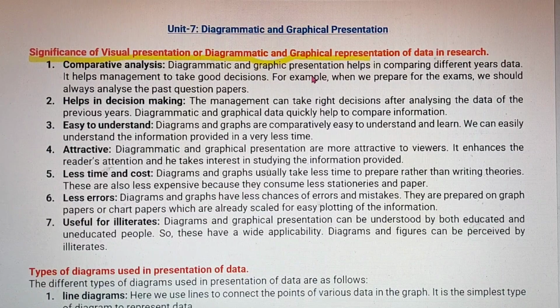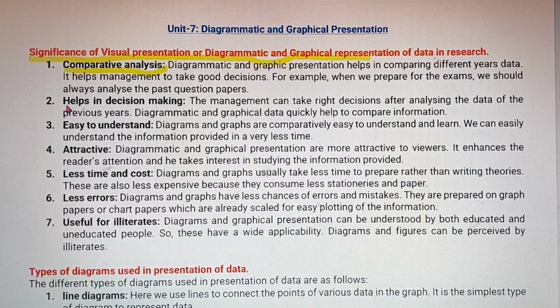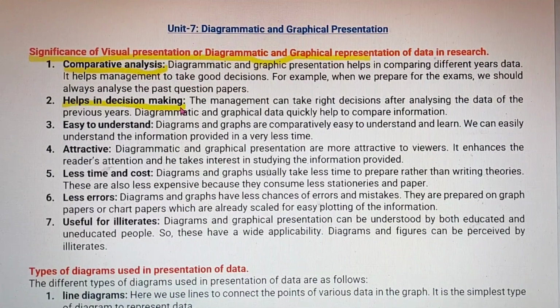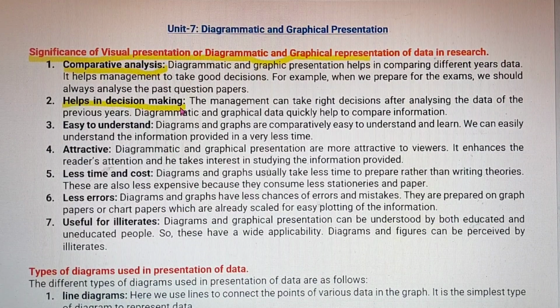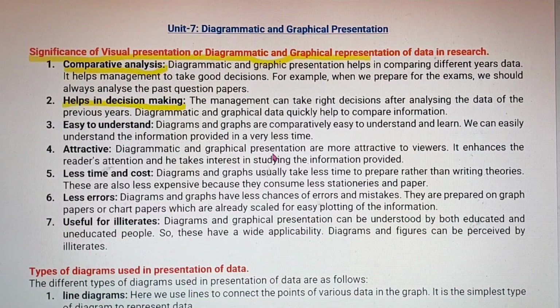Now these are few useful points, like it helps in comparative analysis. Okay, the second one, like we can compare the previous data with the current data, and it helps in taking decisions, because on the basis of decision we can make a research, and from research whatever the conclusion is derived, on the basis of that we can take decisions.